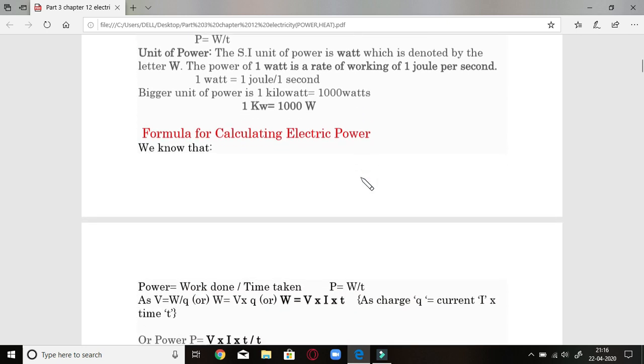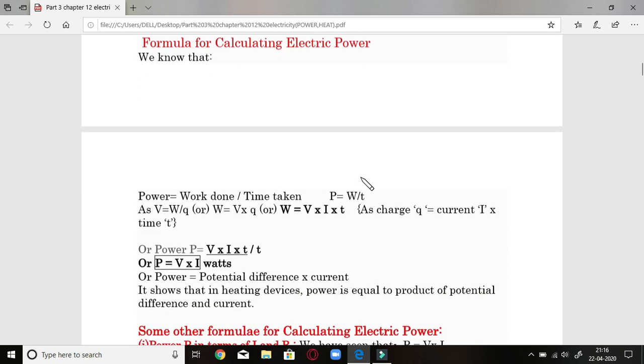Now what are the formulas for calculating electric power? Here, power is equal to work done divided by the time taken, as we have discussed earlier, or P is equal to W upon T. Now earlier we have read in our first video, V is equal to W upon Q, that is, potential difference is equal to work done upon charge, or W will of course be equal to V multiplied by Q.